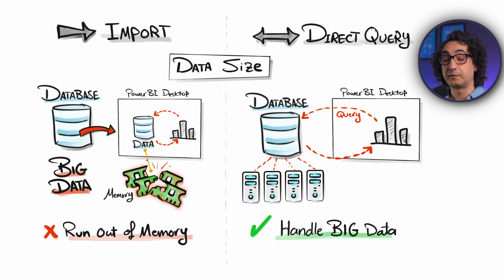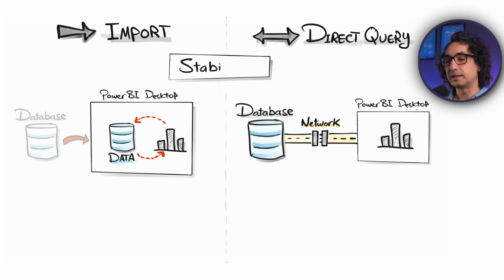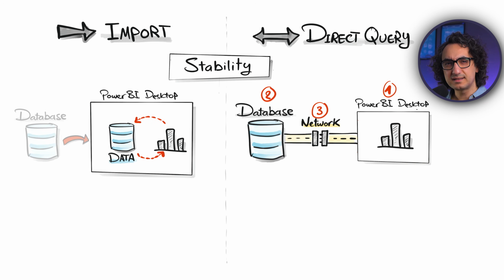Now moving on to another factor, the stability. If you have a look at DirectQuery, you have here two systems and a network in between. This of course increases the risk of failure. So you have to deal with three things: Microsoft Power BI, the database system, and also the networking. And if one of them fails, the whole system can break.